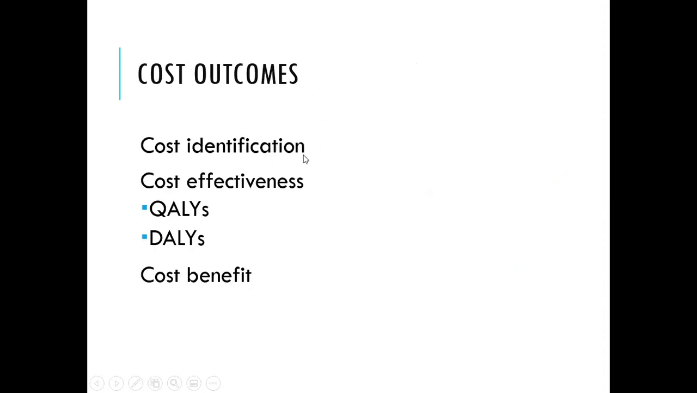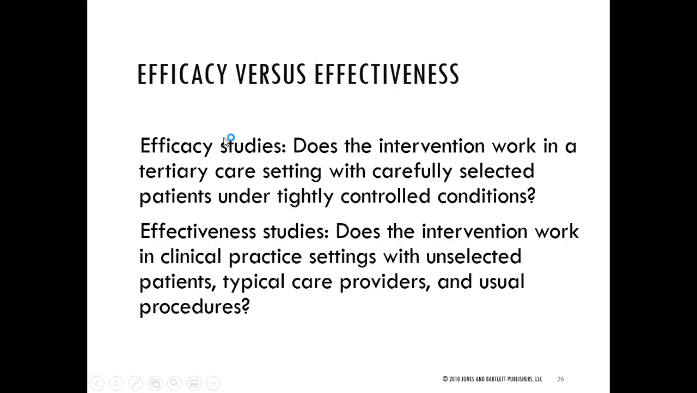Then we talked about the cost analysis, the cost outcome, where it could include the cost identification, the cost effectiveness, which includes the quality adjusted life years or disease adjusted life years, and the cost benefits associated with this particular treatment. And for the assessment of the treatment, we need a control group that is there.